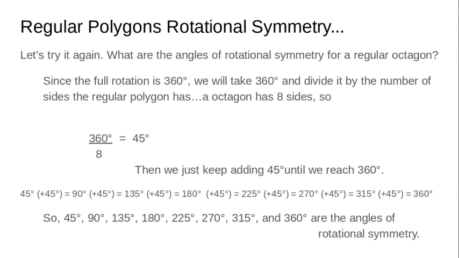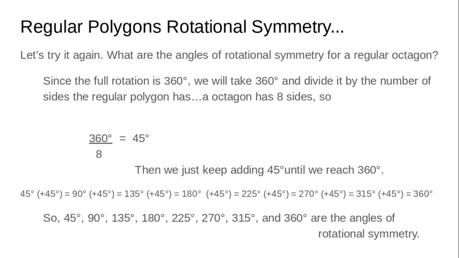Notice there are 8 angles of rotational symmetry. There should be the same number of angles of rotational symmetry as there are number of sides in your figure. So your lines of symmetry should be the same as the number of sides, and your rotational symmetry angles should be the same as the number of sides. Are you catching that pattern, I hope?